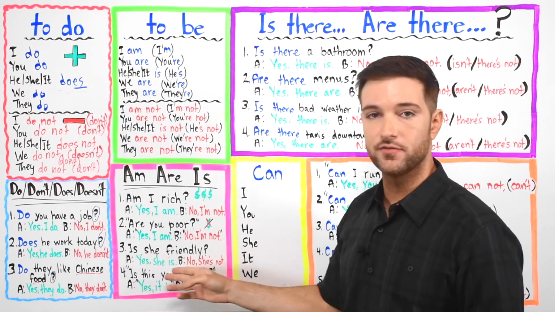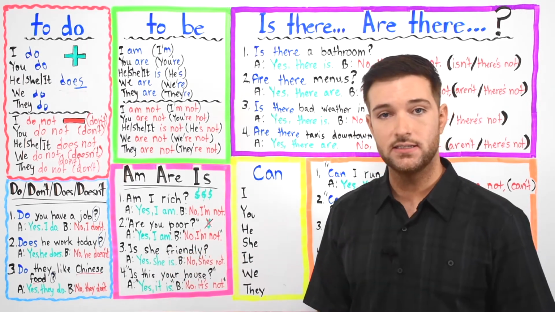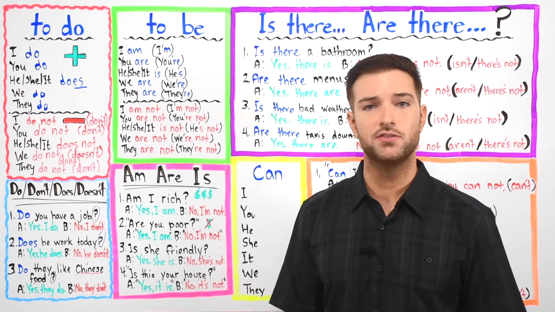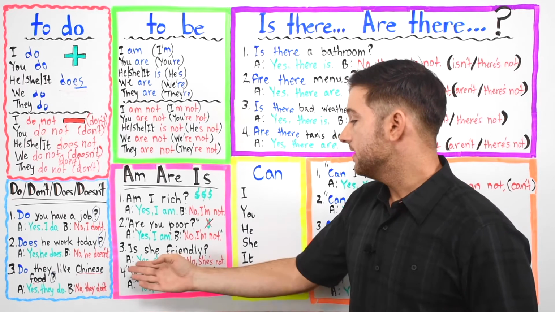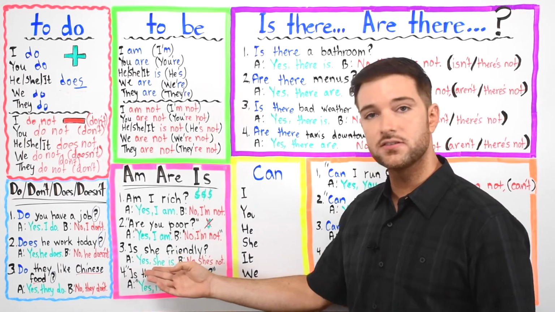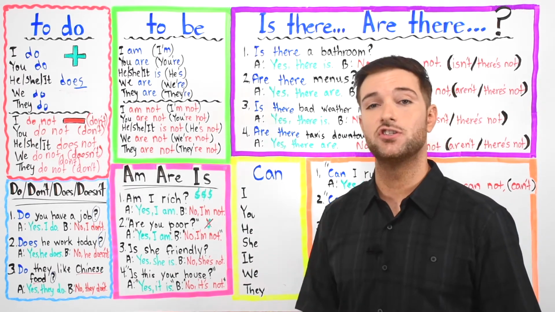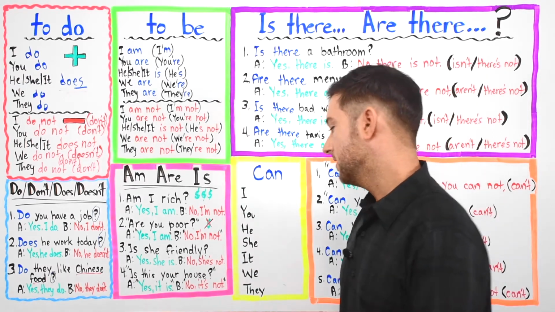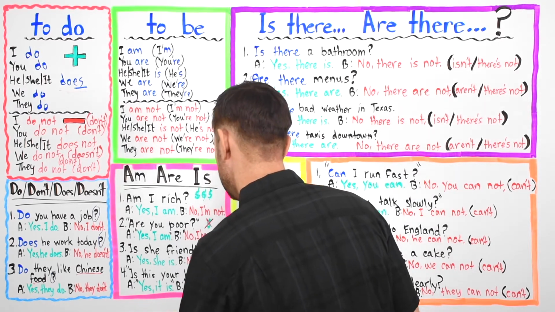Number three, is she friendly? Friendly means somebody who makes friends very easily. Somebody who probably has a lot of friends, who is always polite, respectful. Is she friendly? You could say, yes, she is. Or you could say, no, she's not. She is not friendly. She is mean, okay? If you're not friendly, then the opposite of friendly would be mean.